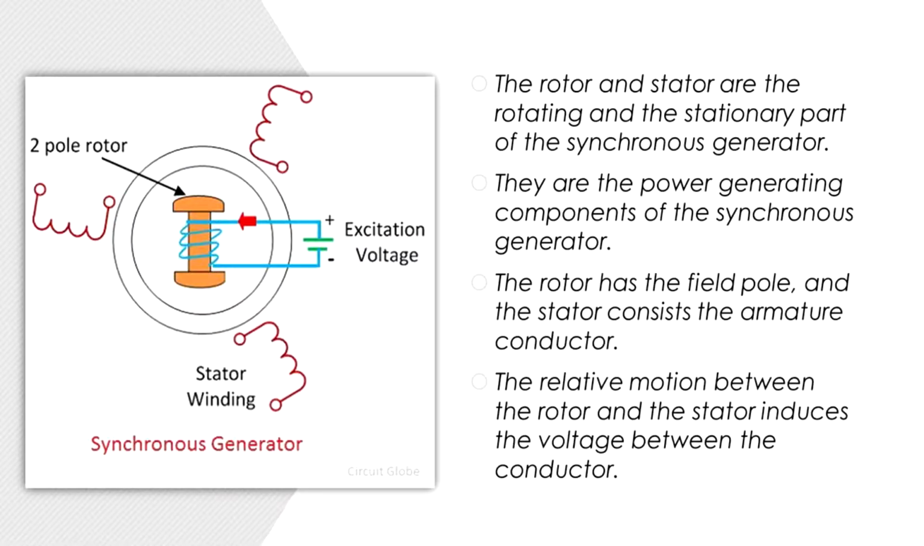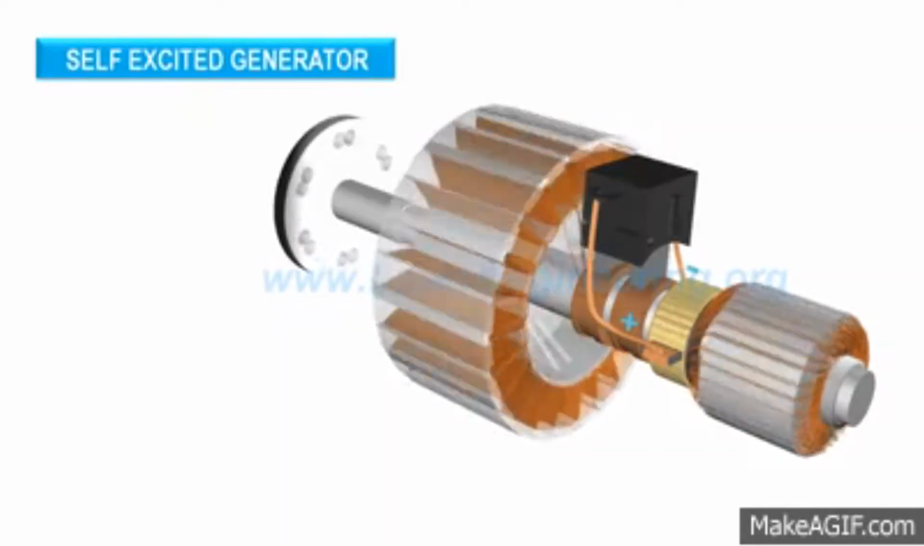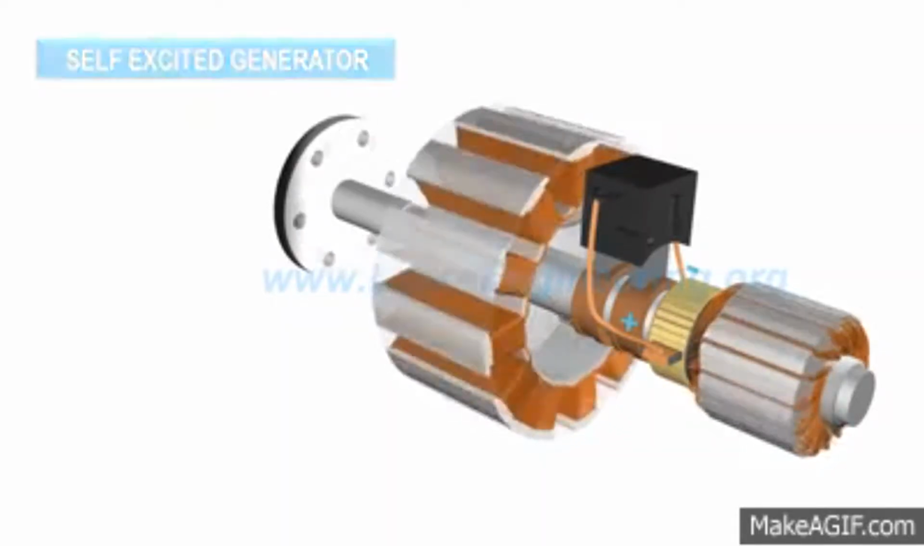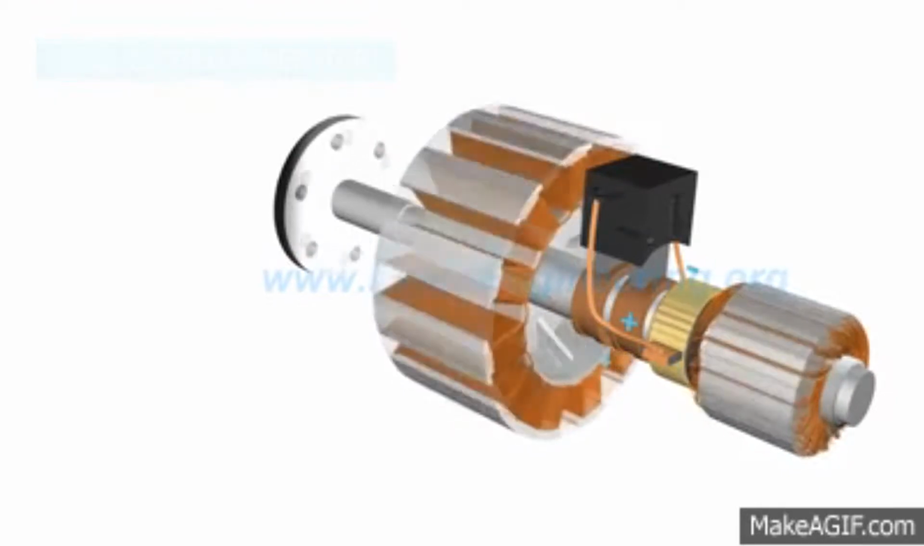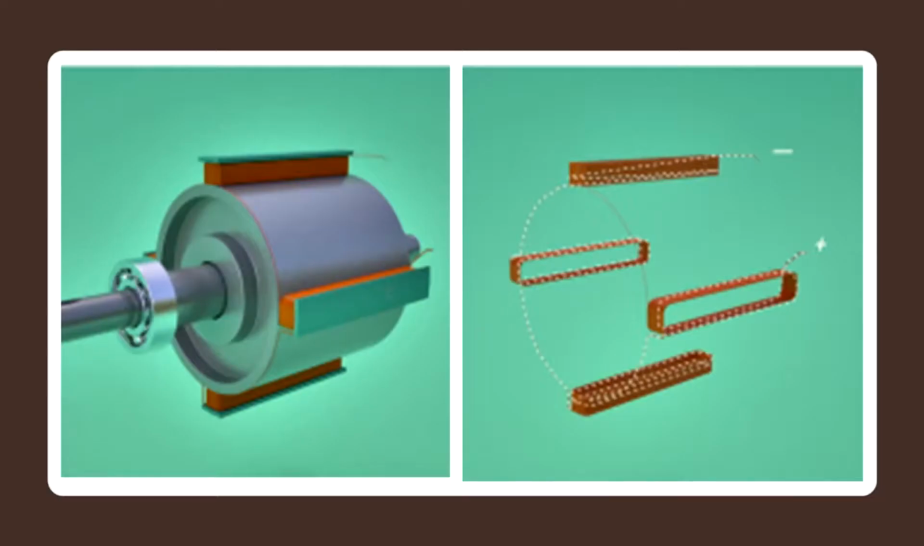The rotor and stator are the rotating and the stationary parts of the synchronous generator. They are the power-generating components of the synchronous generator. The rotor has the field poles, and the stator consists of the armature conductors. The relative motion between the rotor and the stator induces the voltage in the conductors. The rotor produces a rotating magnetic field. Armature coils are stationary, and the rotating magnetic flux associated with the rotor induces electricity in the armature coils. The kind of rotor shown here is known as a salient pole rotor.